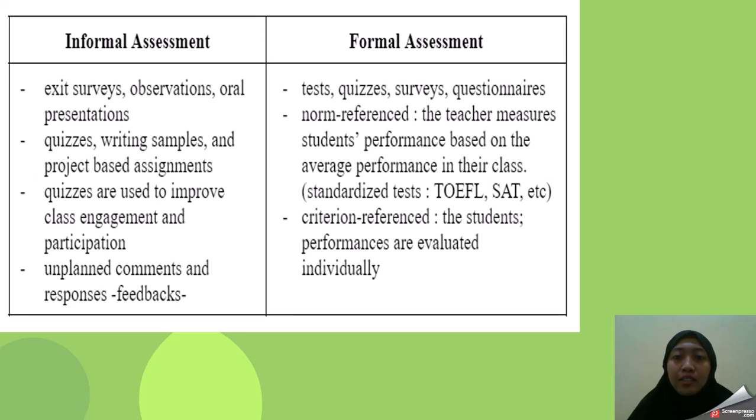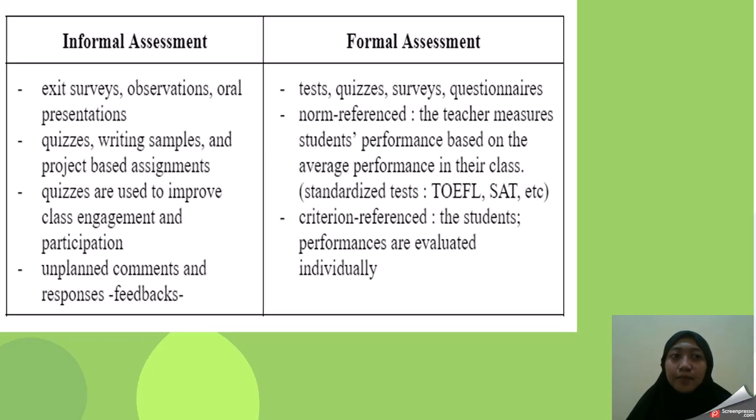For formal assessment, we have tasks, quizzes, surveys, questionnaires, and also we have two kinds of formal assessment, like norm-referenced and criterion-referenced. Those are different because for the norm, the teacher measures the student's performance based on the average performance in their class, like TOEFL and SAT. For criterion, the example is only the performance of the student individually.